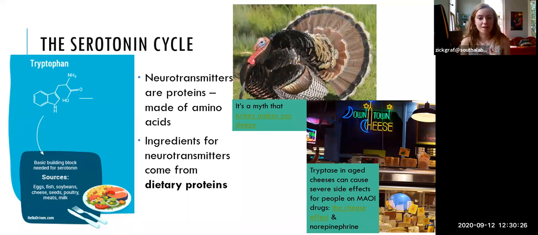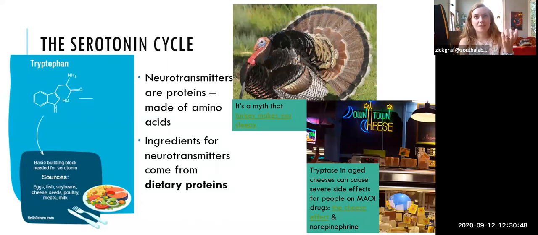Norepinephrine and its breakdown products are also influenced by foods that we eat, to the extent that people who are taking monoamine oxidase inhibitors can't eat certain foods that contain a lot of a protein called tryptase, because it causes rapid increases in norepinephrine that can cause cardiovascular complications.